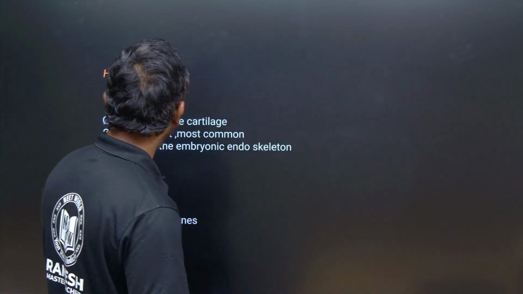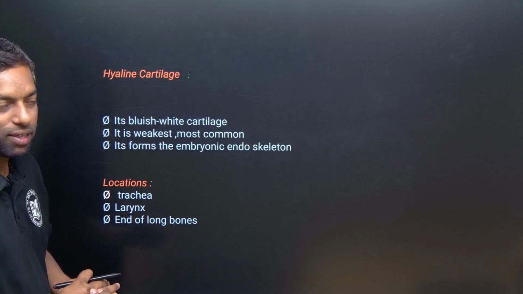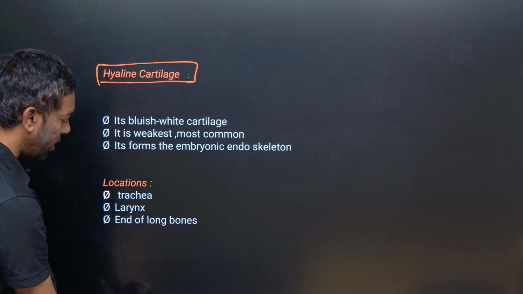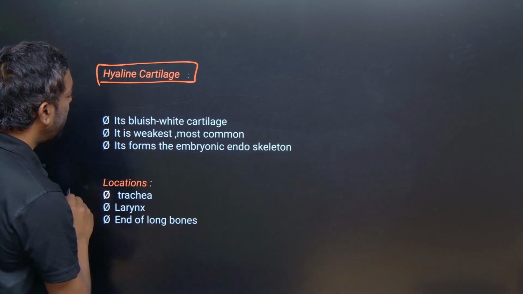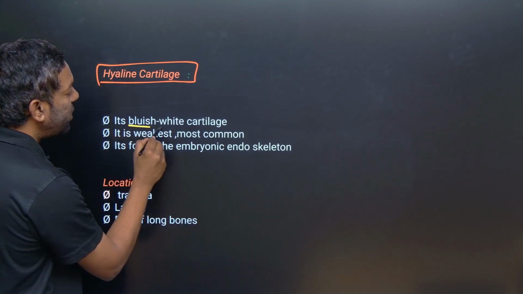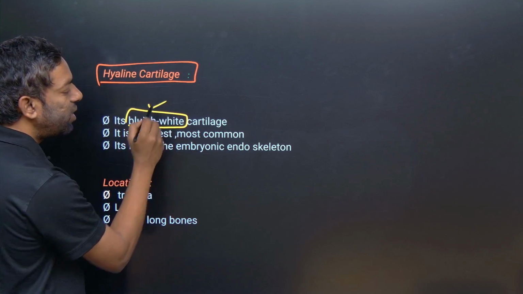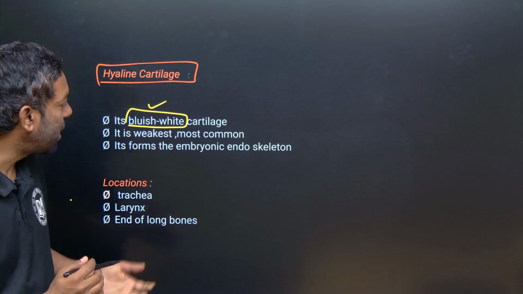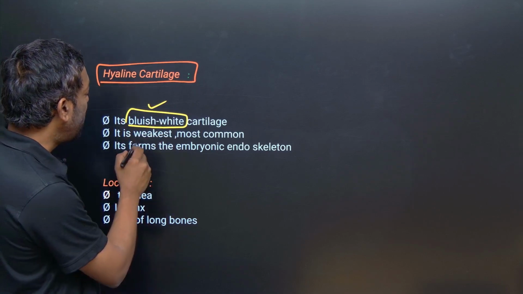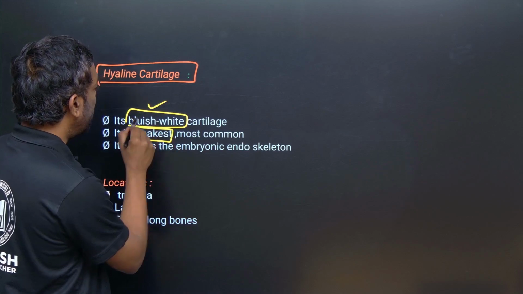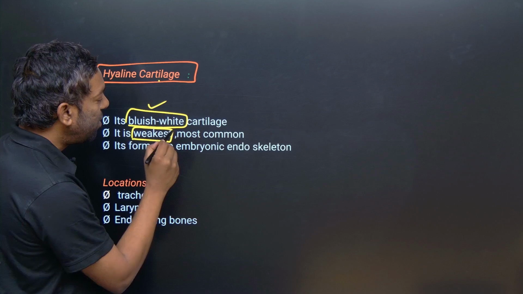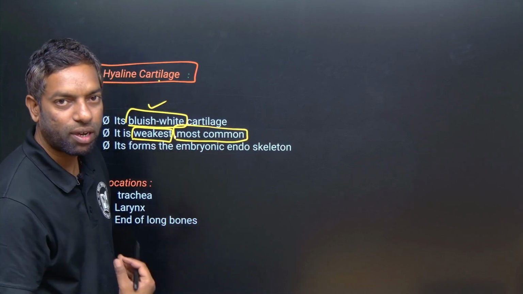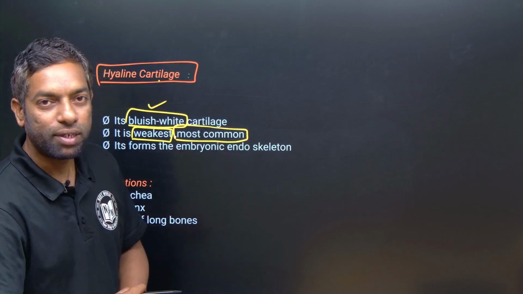What are the types? The first type of cartilage tissue is the hyaline cartilage. It is bluish white. Sometimes in exams they can ask you about the color. Okay, bluish white, and this is the weakest, guys. Hyaline cartilage is the weakest and most common, most abundant in the cartilage category.